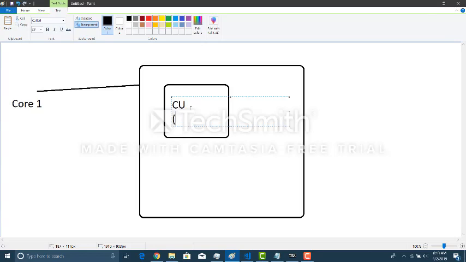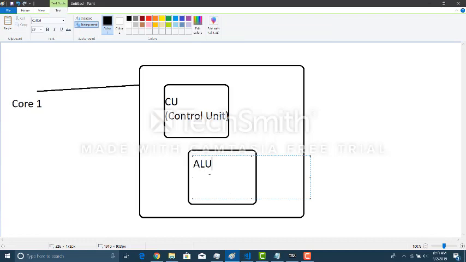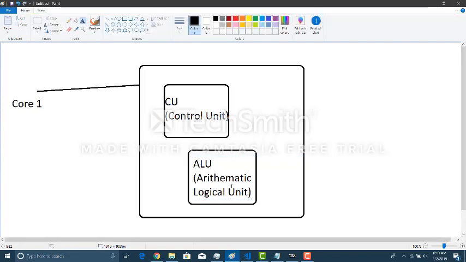That is the control unit. And there's another component named ALU. And what is done in the ALU, we don't know yet. ALU means arithmetic logical unit. This is the unit that does the role relevant to the arithmetical process and the logical process.